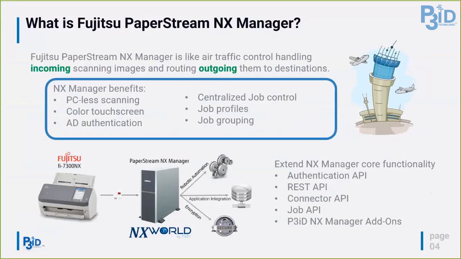Additionally, in addition to the standard functionality, there's a bunch of ways that you can integrate with PaperStream NX Manager. And some of those options are the authentication API. That means that you can integrate your own authentication or identity for usernames, passwords. So for example, if you wanted to integrate some sort of biometric authentication that's unique to your organization, then you can use the authentication API to integrate with your own authentication technologies. The REST API is what P3iD used to create our mobile application called DoxaScan. I'll demo that in a few minutes.